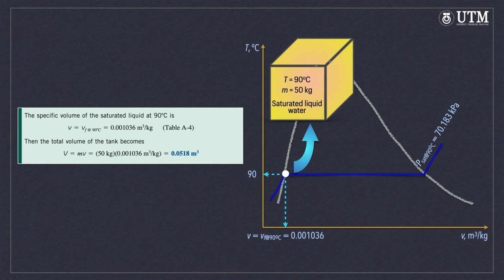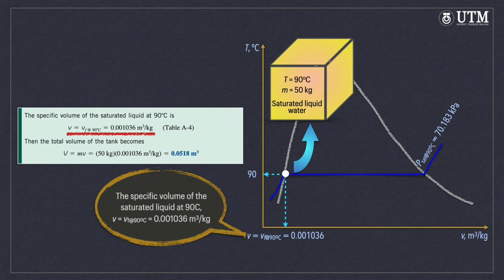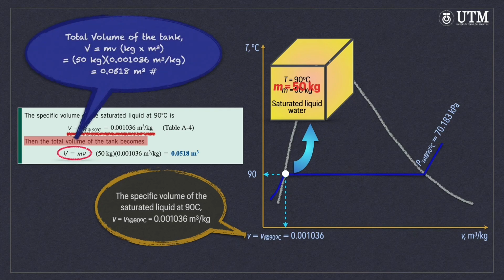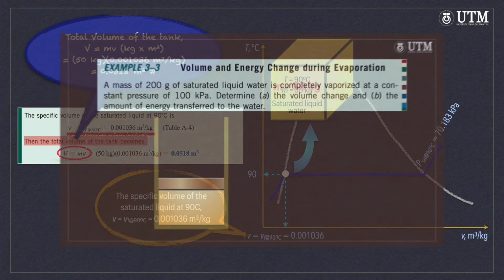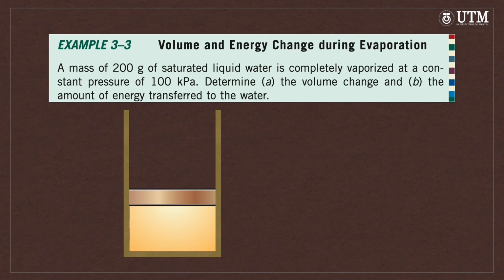The specific volume of the saturated liquid at 90 degrees Celsius is 0.001036 cubic meters per kilogram, obtained in table A4. The saturated liquid mass is given 50 kilograms. Therefore, the total volume of the tank becomes 0.0518 cubic meters. Now let us discuss example 3.3.